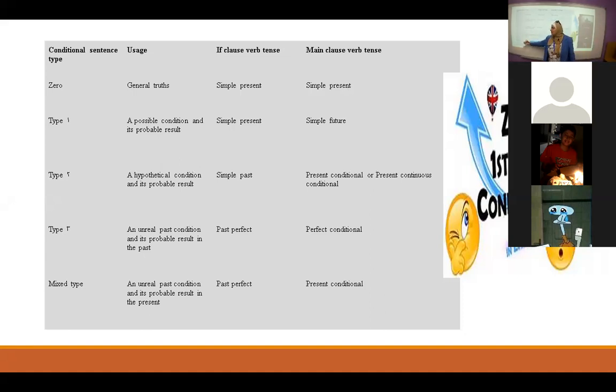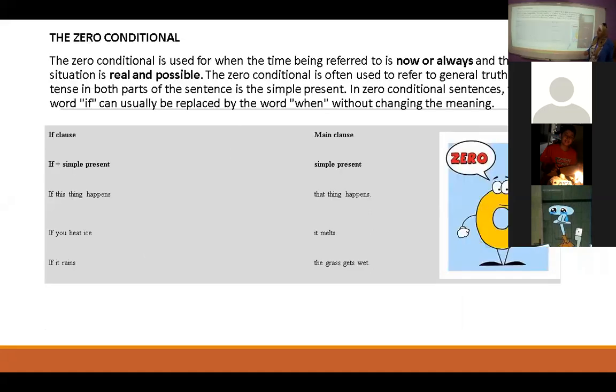Now, mixed conditionals, you are not supposed to know anything about this at this stage, at this level. In grade 7, you are not supposed to learn mixed conditionals. Wait till grade 8, because it's a little bit complicated. It's not the time to work with it.